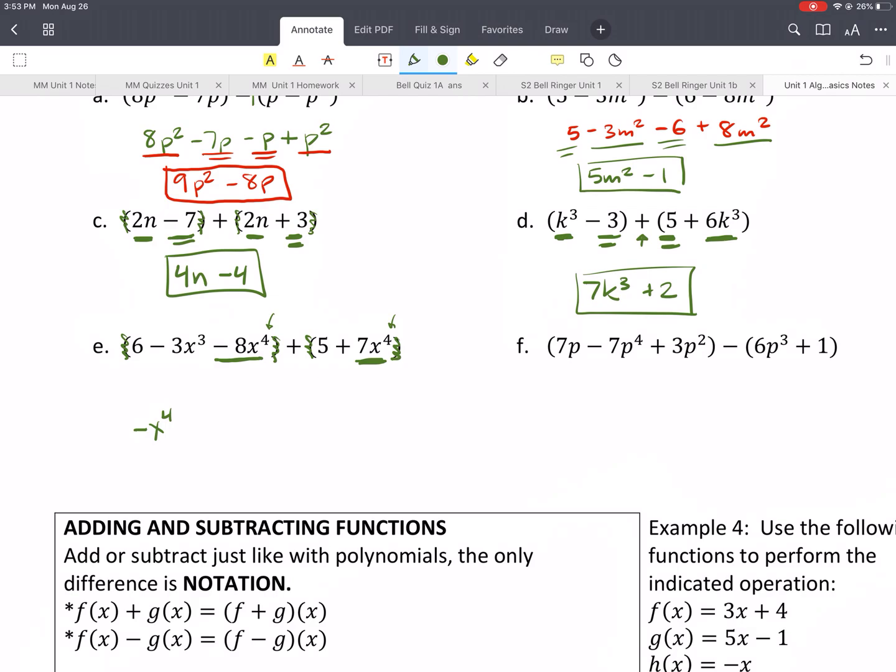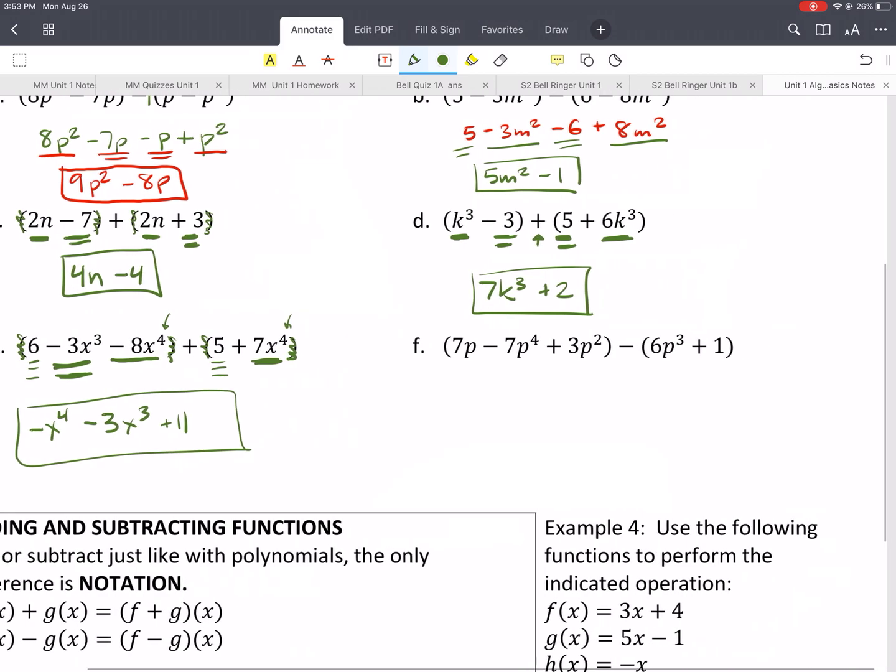Okay, next highest, we have this negative 3x to the third, and it's by itself. So we get negative 3x to the third. And then finally, we have our constants. 6 plus 5 is 11.